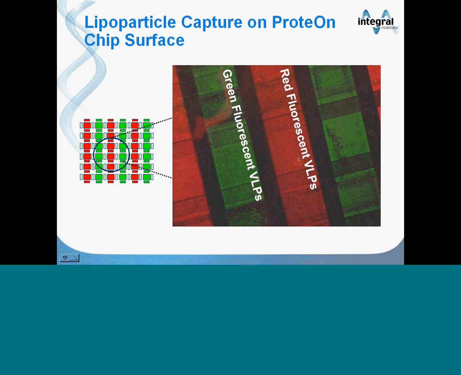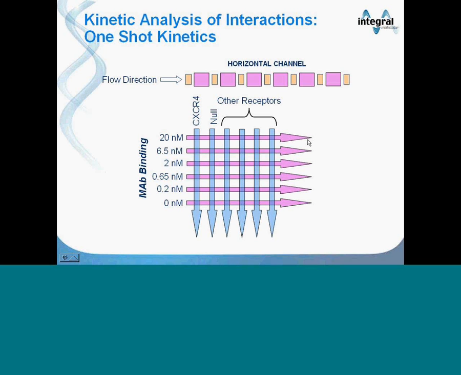And this is a screenshot of the data that results from these injections. So on the left is a control surface. On this surface are null lipoparticles, and on the right are sensorgrams from the flow channels containing CXCR4 lipoparticles. On the top, this shows the control negative antibody flowing over both the control surface and the CXCR4 surface. You can see there's just about no nonspecific binding. You just see the standard changes in refractive index.